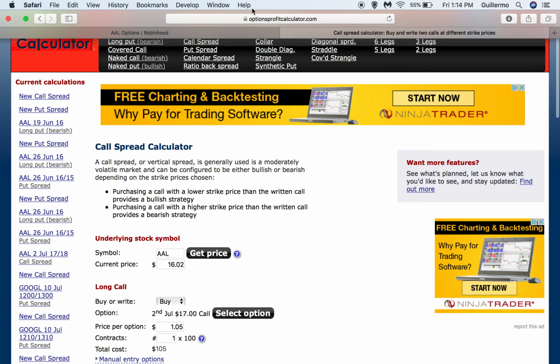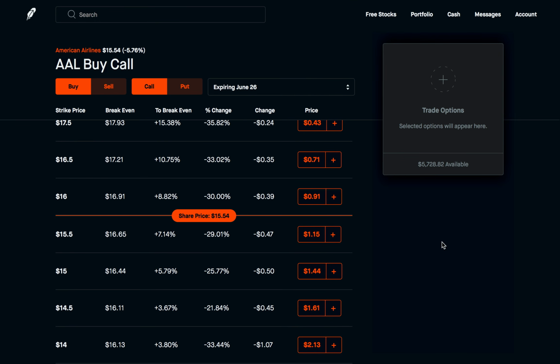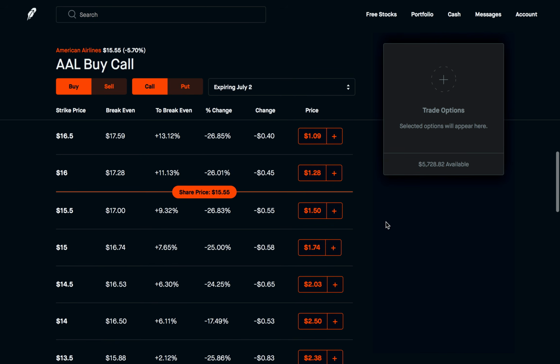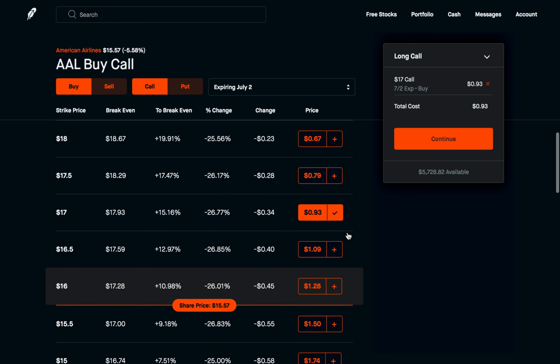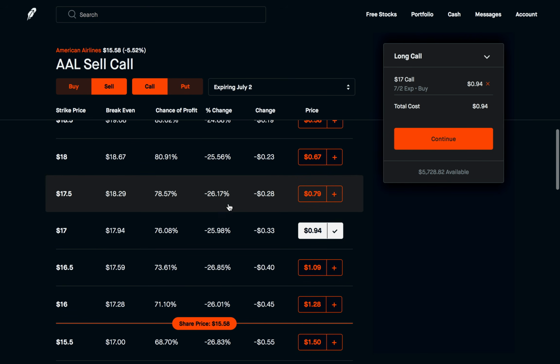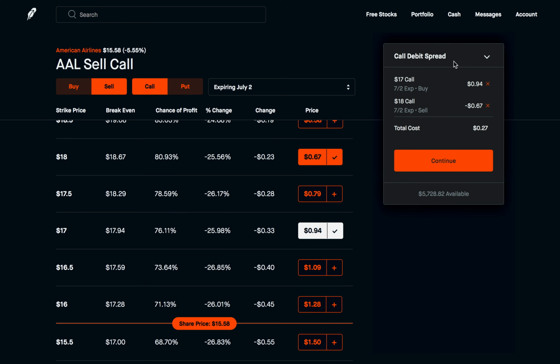So now let's jump back over to Robinhood and actually show you guys how you would create this debit spread. So again, we're going to buy a call. I believe we chose July 2nd for this. And we're going to use the $17 strike price. And then we're going to sell a call with a strike price higher than the one we bought. So we'll use this 18. And as you can see, it recognizes this as a call debit spread immediately.